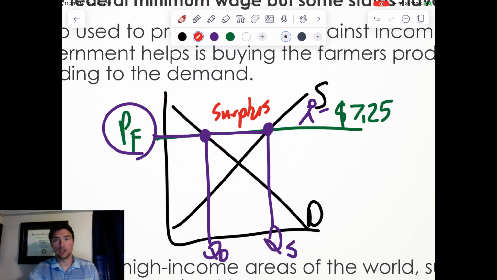Now, what does a surplus look like when we're talking about minimum wage? Well, a surplus of people wanting to work because of a higher wage, but firms don't want to pay higher wages for hiring people. So you're going to have more people wanting to work, fewer people getting hired, so we're going to have unemployment. So that's one example of a surplus with minimum wage.